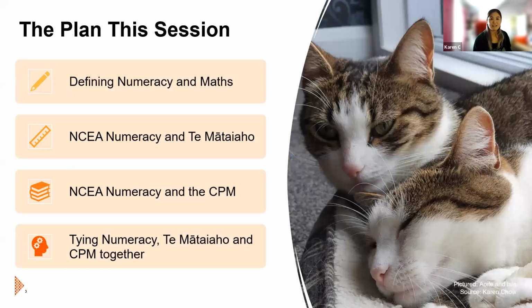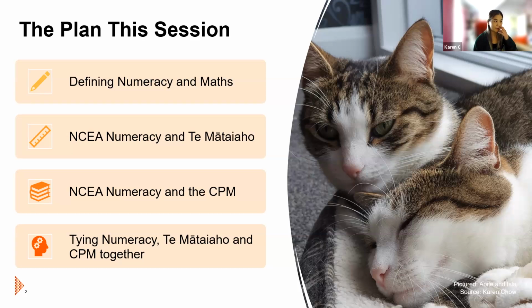So the plan for this session is defining numeracy and defining maths, making sure we have that shared understanding. We're then going to look at NCEA numeracy and how it relates to Te Mātaiaho, the refreshed mathematics and statistics curriculum, before talking about the CPM or the common practice model. At the end, I want to provide an exemplification that ties together all three of those concepts.